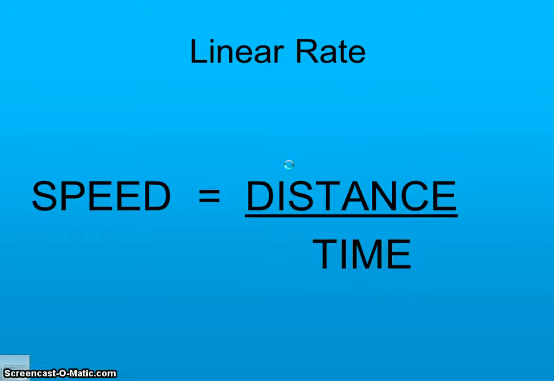This is one that you have been familiar with since elementary school, calculating speed. You calculate speed by taking the distance traveled and dividing it by time. You didn't care what the direction was. It could have been back and forth. It's still going to be your total distance over your total time. So that's speed. It doesn't have a direction.